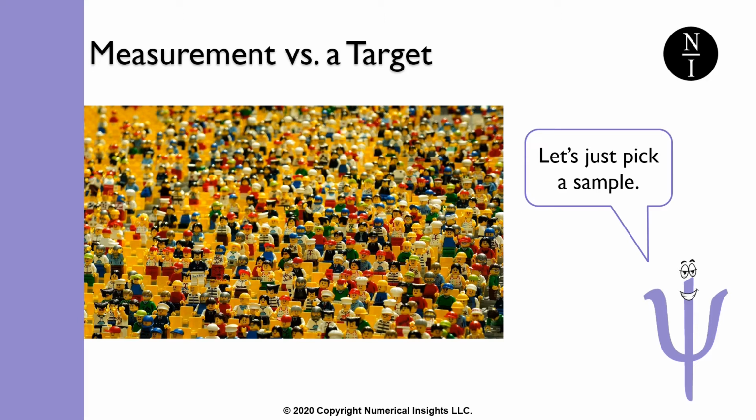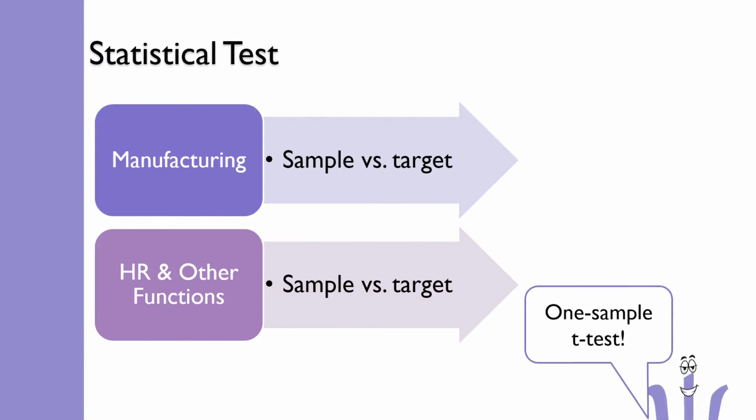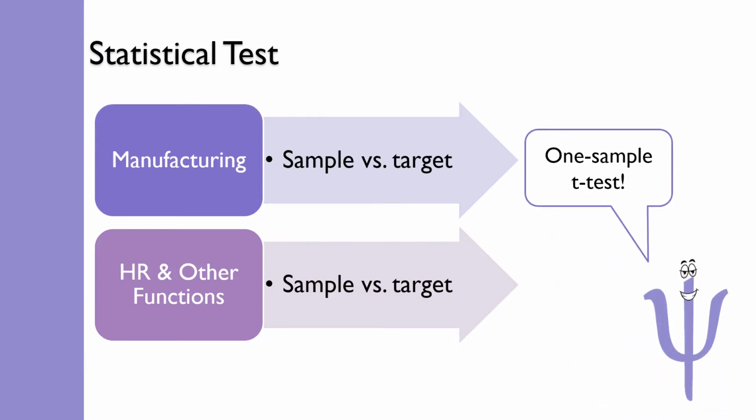For this reason, most companies tell their internal functions to send surveys to a random sample or subset of their employees rather than sending surveys to everyone. Like the manufacturer I mentioned, HR and other departments can use the same easy statistical test to compare the results of survey questions to any target goals they may have.